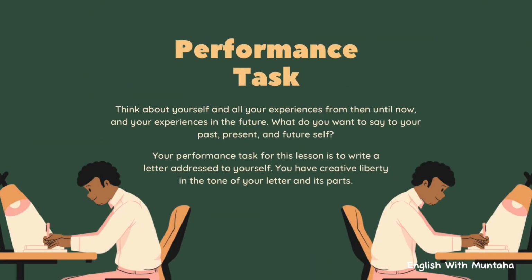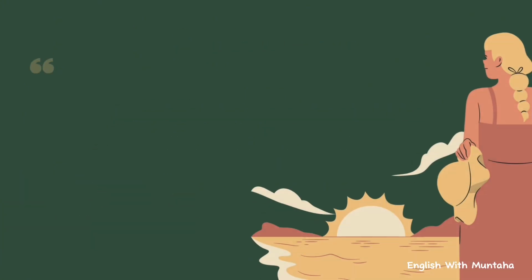Performance task. Think about yourself and all your experiences from then until now, and your experiences in the future. What do you want to say to your past, present, and future self? Your performance task for this lesson is to write a letter addressed to yourself. You have creative liberty in the tone of your letter and its parts.